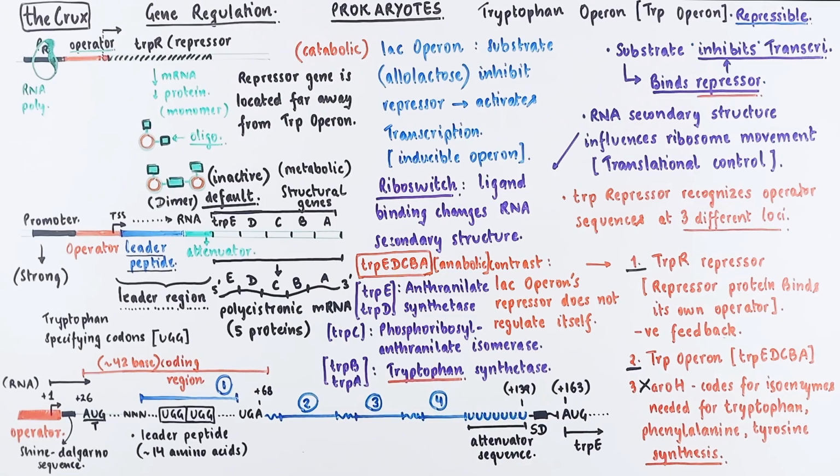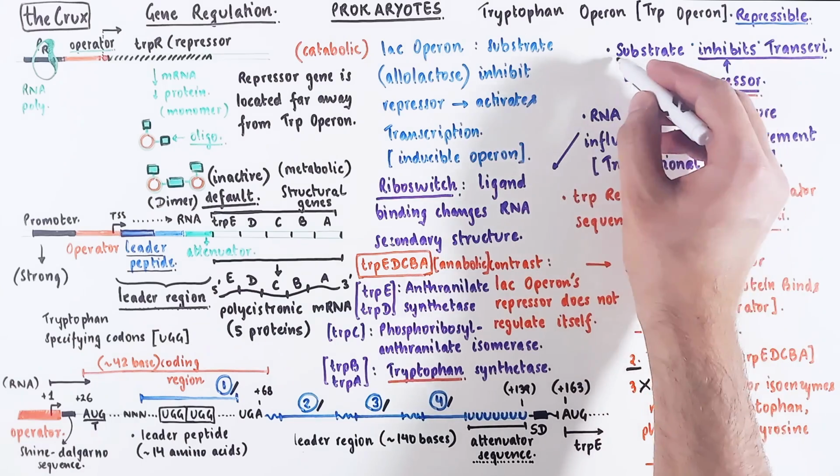So to summarize this, the leader region contains a 14 amino acid coding leader peptide, the region 1, region 2, region 3, and region 4. And it also contains a short attenuator sequence. By the way, attenuator is just a fancy word for a termination signal. So that is the leader region, which happens to be around 140 bases in length. Now we're ready to discuss the functioning of tryptophan Operon itself.